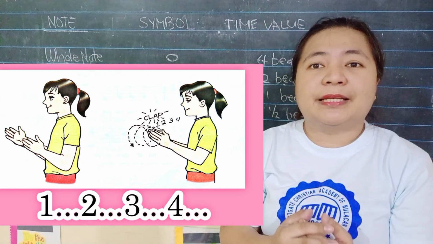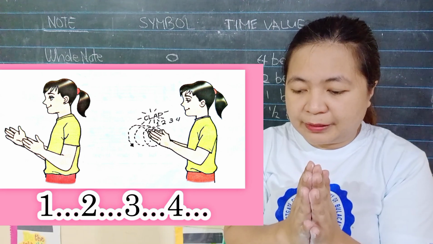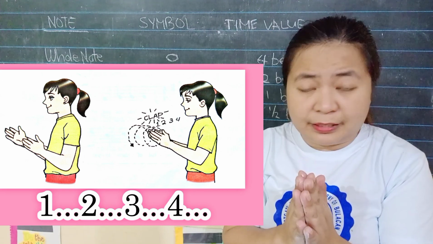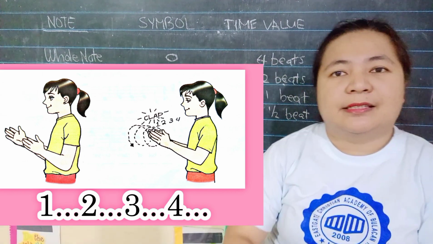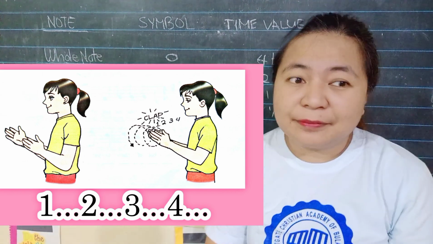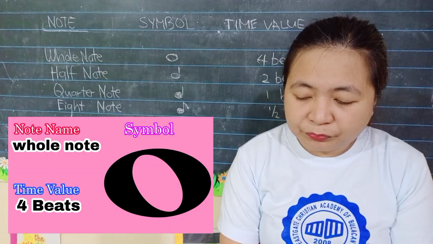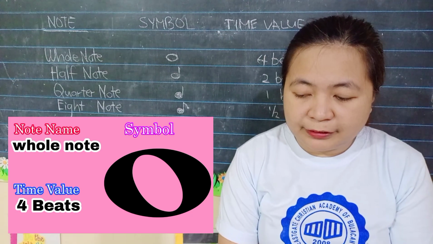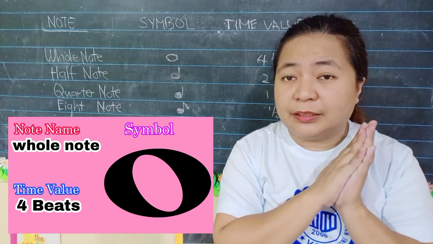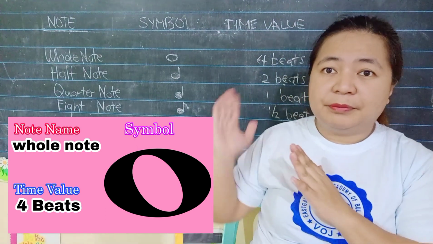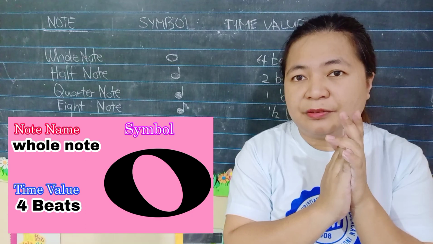Ibig sabihin, nakasustain siya in 4 beat. Ibig sabihin, ang ginamit niyang note is a whole note dahil meron siyang 4 beats. Okay? Naintindihan? So, kapag whole note ang nakita mong note, it is 4 beats. Ibig sabihin, pagka sa kamay, ganito rin ginagawa yun. 4 beats. 1, 2, 3, 4.